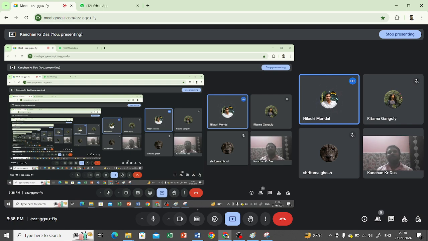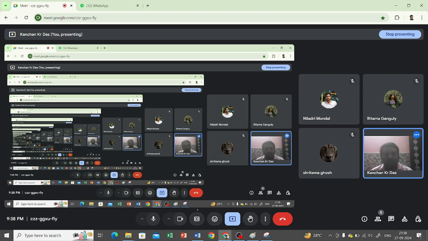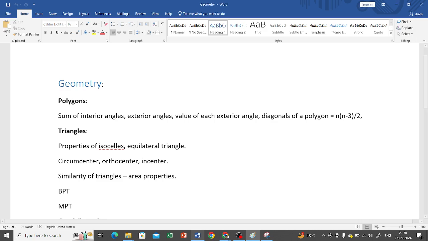See, geometry mainly deals with two-dimensional figures, circles, triangles, rectangles. In geometry, you will never see a sum on cylinders, spheres, cubes or cones. That is a part of mensuration. So mensuration mainly deals with three-dimensional objects. Geometry deals with two-dimensional objects. Okay. So we'll start with these polygons.